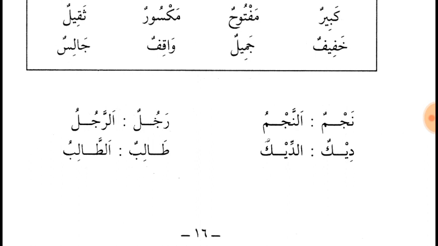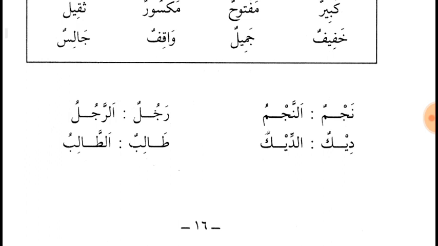Najmun and an-najmu. Rajulun, a man. Ar-rajulu, the man. Talibun, a student. At-talibu, the student. Dikun. So basically he is telling you that whenever we have shadda after lam, we do not read the lam, we skip it.